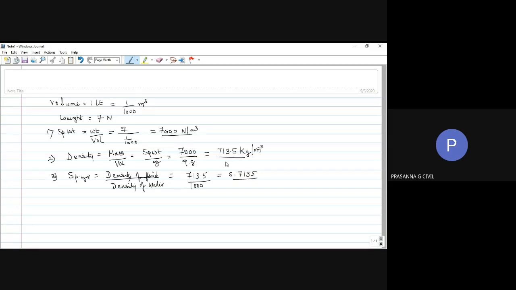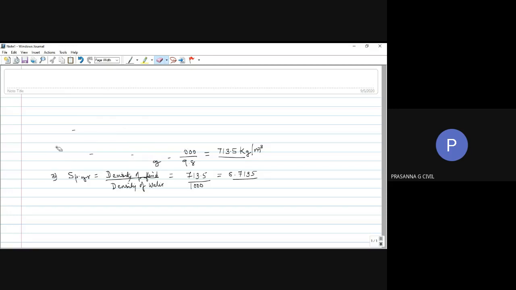Okay, so this was the first problem. I'm going to dictate a second problem. Kindly take down the problem. Calculate the density, specific weight, and weight of 1 liter of petrol of specific gravity equals 0.7.